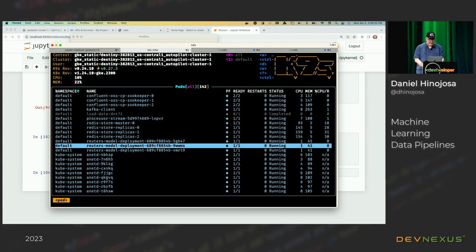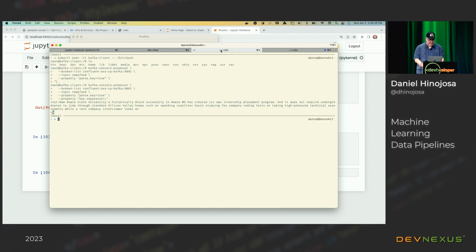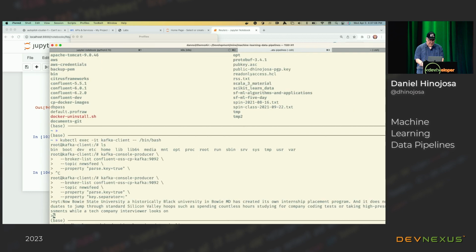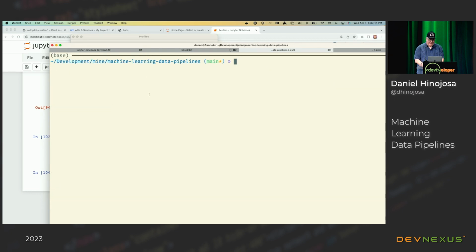Okay? Now, let's see over here. Let me take a look here. Let's see, I'm going to stand by. Machine learning data pipelines, and I'll make this one big. There we go. All right.